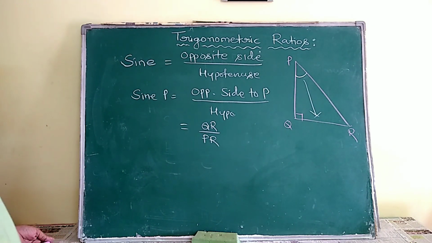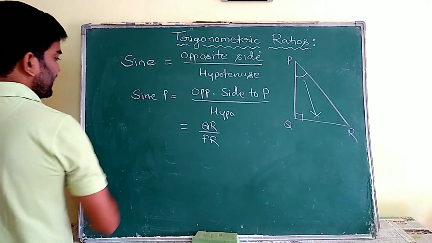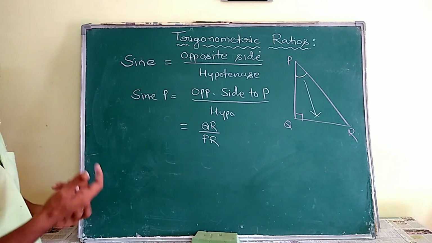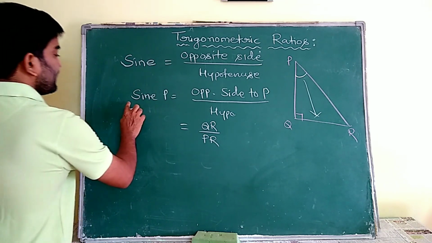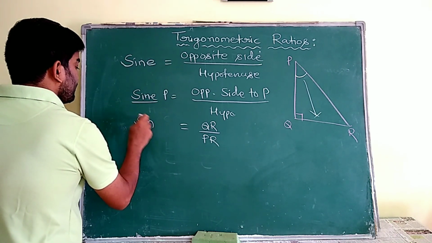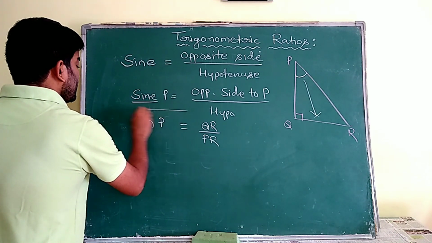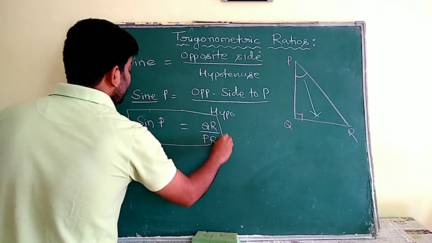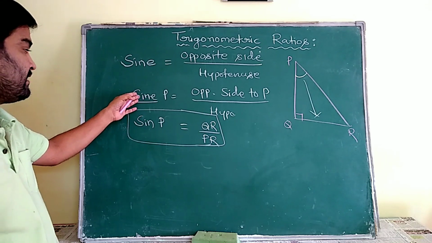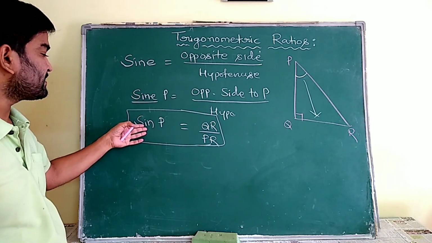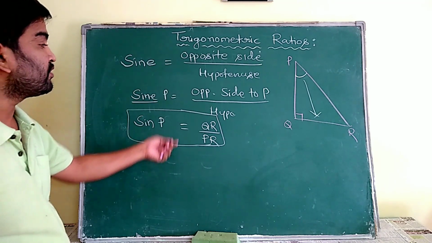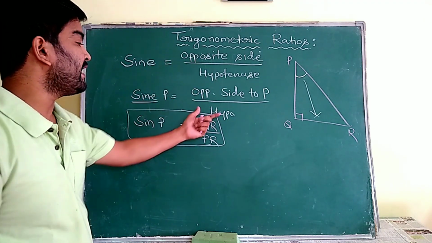This is sine. For our convenience, in mathematics we write shortcuts. So sine is expressed as SIN, but we are going to pronounce it as sine only. Sine P is equal to the opposite side to P by hypotenuse.